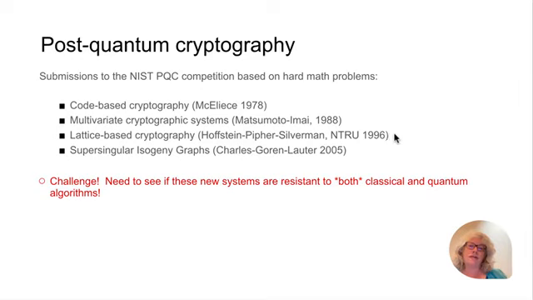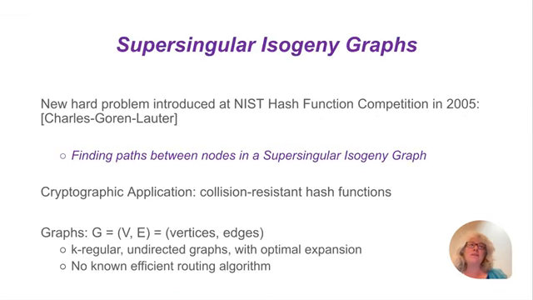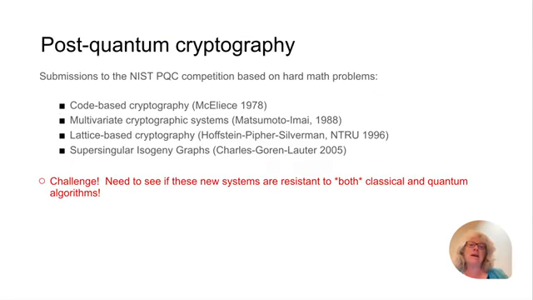So code-based cryptography was introduced by McEliece in 1978, multivariate cryptosystems by Matsumoto and Imai in 1988, and Hoffstein, Pipher, and Silverman introduced lattice-based crypto with the NTRU company in 1996. With Denis Charles and Eyal Goren, we introduced supersingular isogeny graphs in 2005. So that's the only elliptic curve-based system.